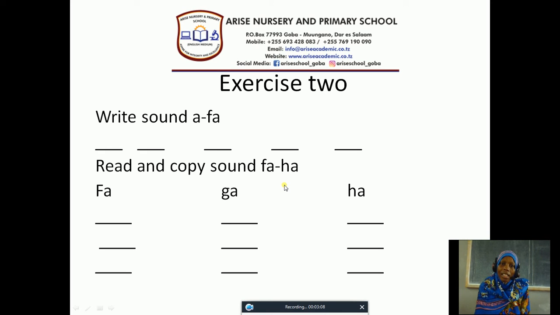Now this is exercise 2. In exercise 2, you are going to write by yourself. In exercise 1, you rewrite, but in exercise 2, you are going to write yourself sound A up to sound Fa. After writing sound A up to Fa, now you are going to read and copy sound Fa, ga, and sound ha.